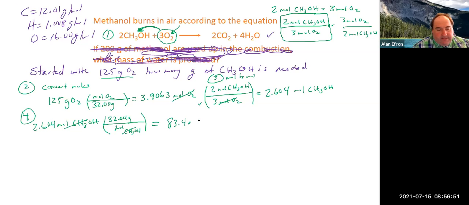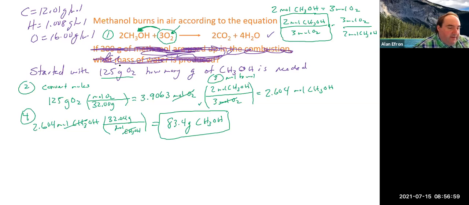83.4 grams of methanol in this particular case. And again, that's 3 sig figs based off of 3 sig figs on that number. You can hopefully see a pattern here. It really is the same 4 steps, regardless of where you're going in terms of the stoichiometry part, if it is a basic stoichiometry problem. Any questions on basic stoichiometry problems here?